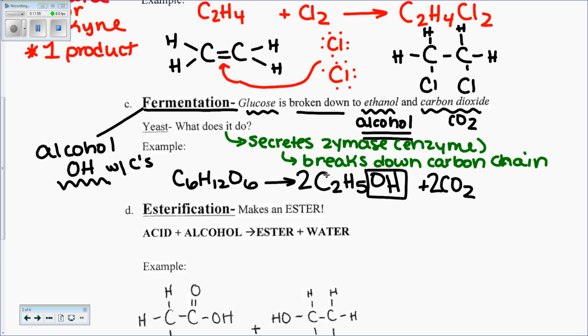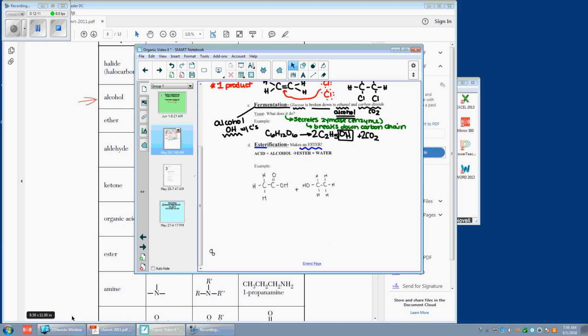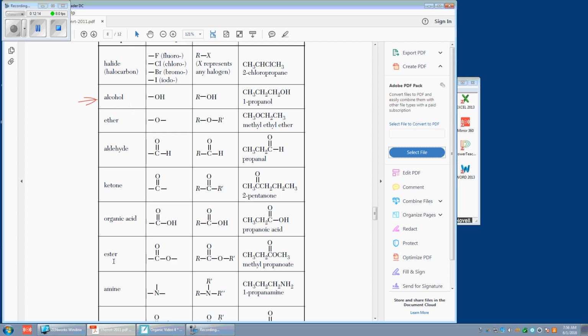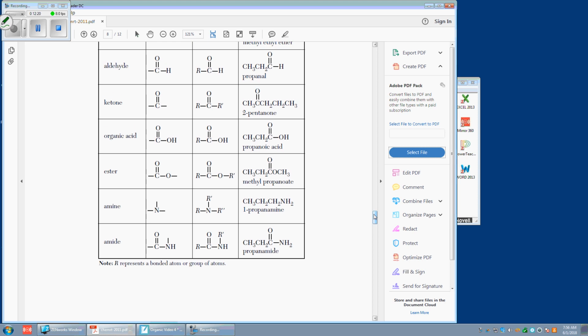Next, I have esterification. Esterification has the word ester in it, so it actually makes an ester. So what's an ester? I'm going to go back to my Table R. I can see it toward the bottom of what I have here. I can move it up. Yep. Here is my ester group. I've got a C with a double bonded O and an O, followed by two groups on either side. Remember, I name both sides of the chain.